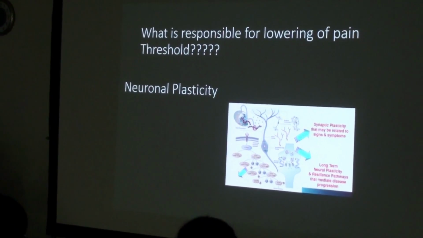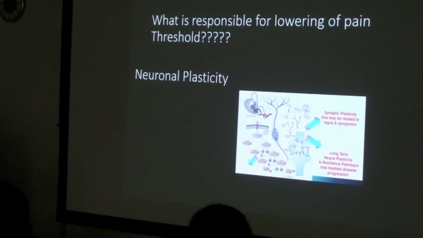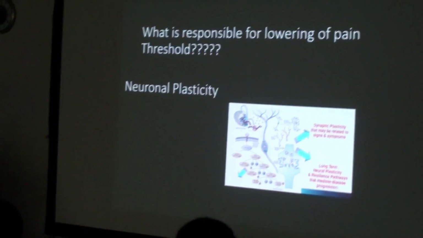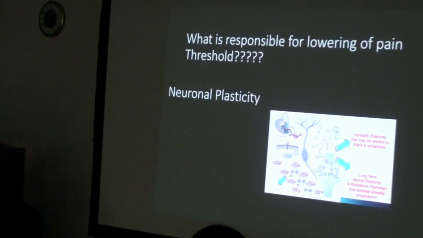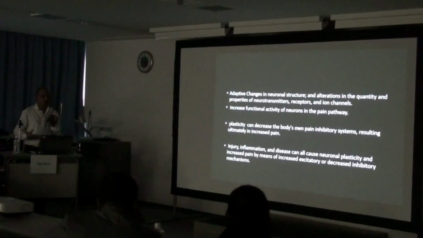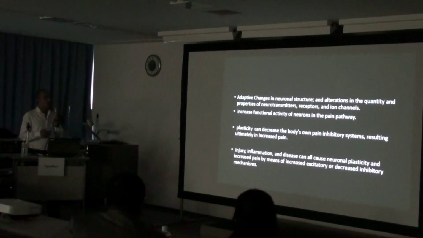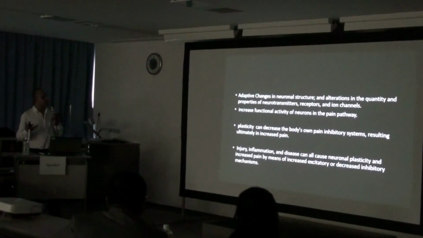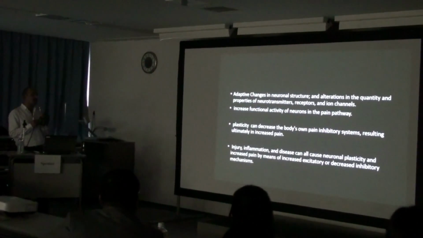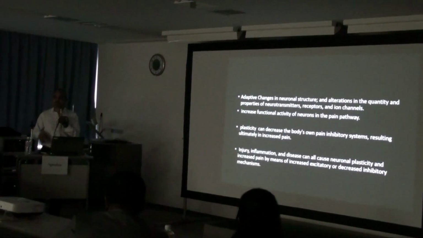Some people have a very low pain threshold, some people have a very high pain threshold, and some people have continuous pain, and that is described by neuronal plasticity. It is nothing but the adaptive change in the neurons and neurotransmitters with repeated exposure to stimuli. The plasticity can decrease the body's own pain inhibitory system, which ultimately results in increased pain. Injury, inflammation, and disease can all cause neuronal plasticity and increase pain by means of increased excitatory and decreased inhibitory activity.